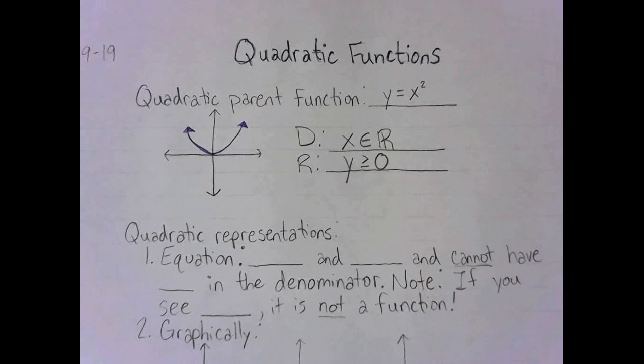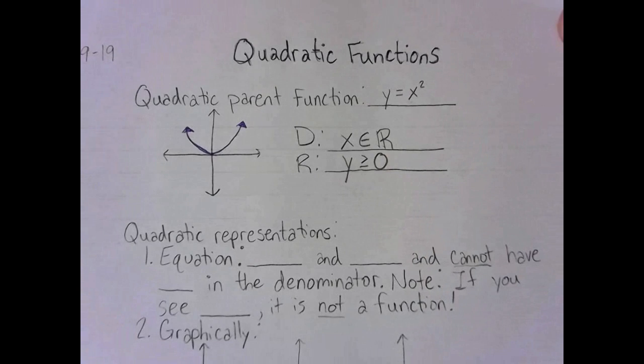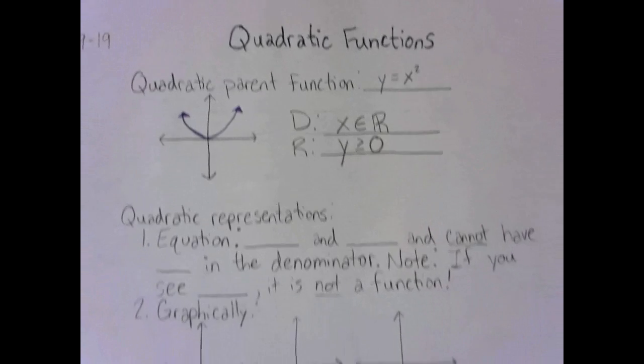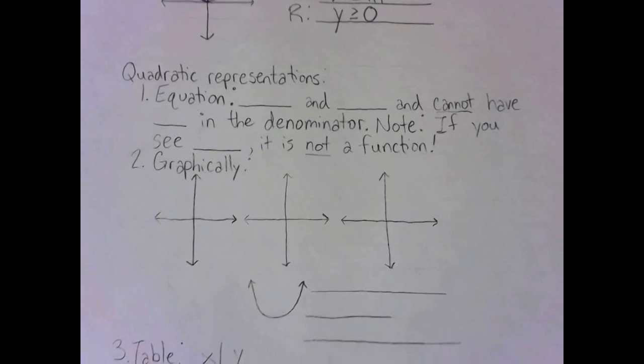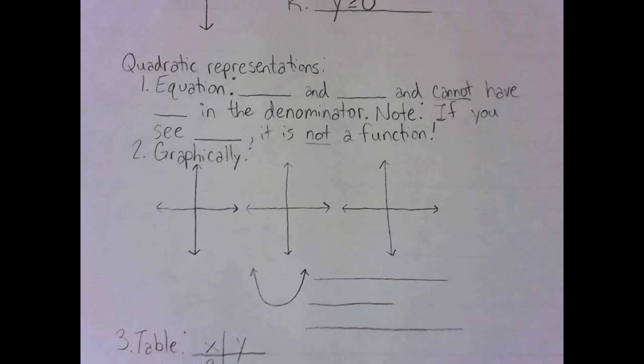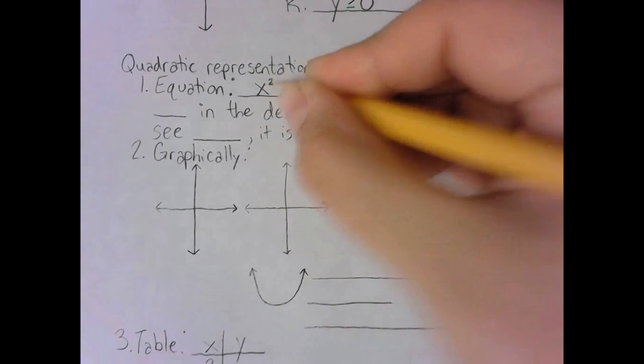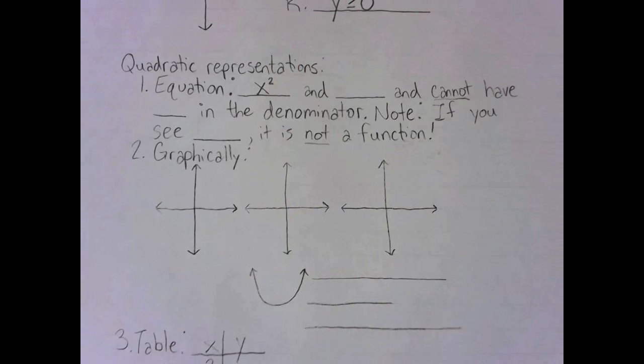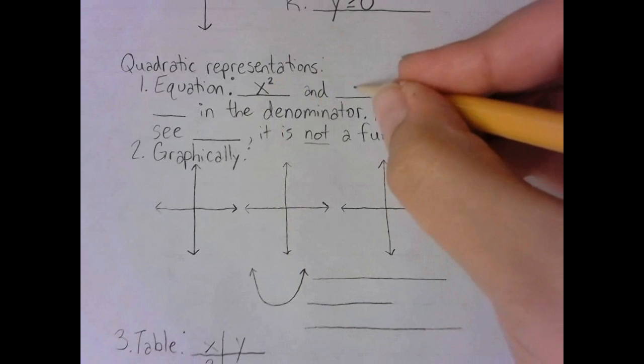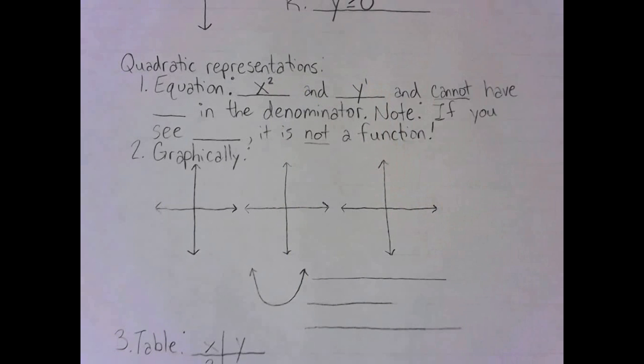Alright, we've got a few ways to represent quadratic functions. Let's start with the equation. In any quadratic equation, x must be squared. It has to. That can't be any other exponent. x must be squared. y must be just by itself.